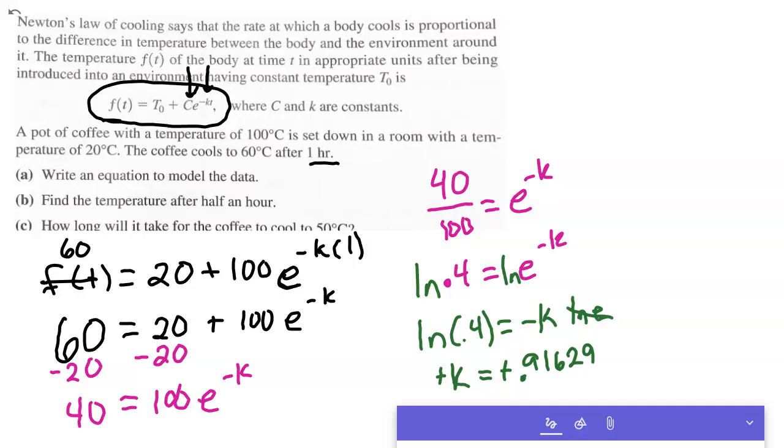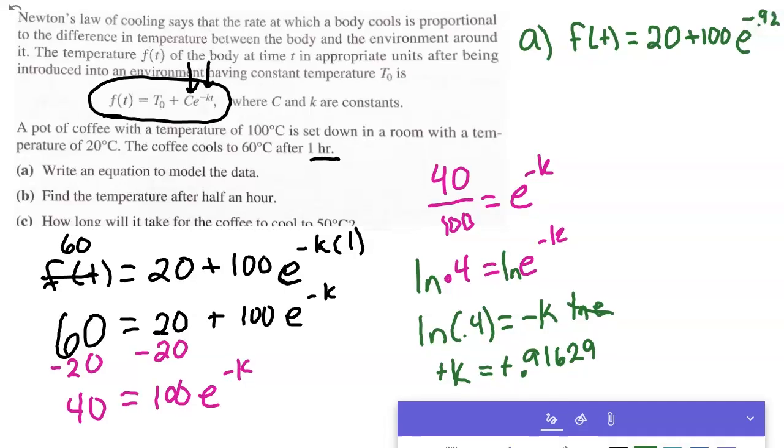So our model for our particular problem is going to be F(t) equals your room temperature, which is 20, plus your coffee temperature, which is 100, e to the negative 0.92 t. Had to squeeze that in, and you could use as many decimals as you need. We're probably just getting approximate temperatures, so you don't need a whole lot. Not after any nuclear physics stuff here.